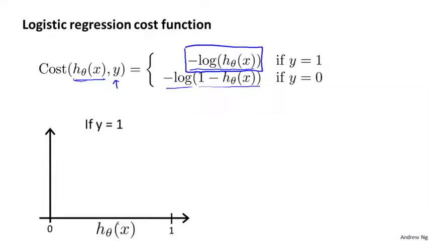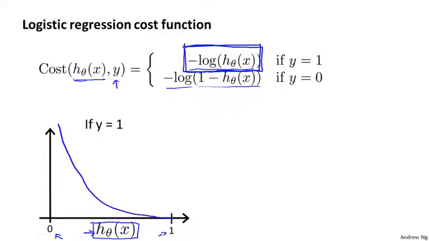And if we plot that, so let's say that the horizontal axis is h of x, so we know that our hypothesis is going to output a value between 0 and 1. Right? So h of x varies between 0 and 1. If you plot what this cost function looks like, you find that it looks like this.